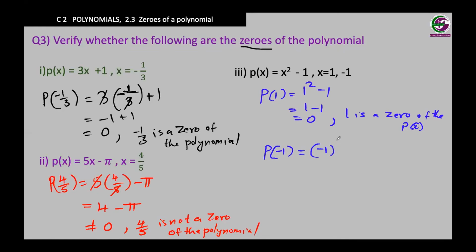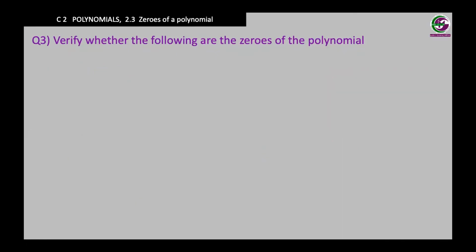Next, let us replace P of negative 1. Negative 1 power 2 minus 1. Negative 1 power 2 is negative 1 times negative 1, which is positive 1. 1 minus 1 is 0. So again, we can say that negative 1 is also a 0 of the polynomial. Okay, now let's move on to fourth part from question 3.